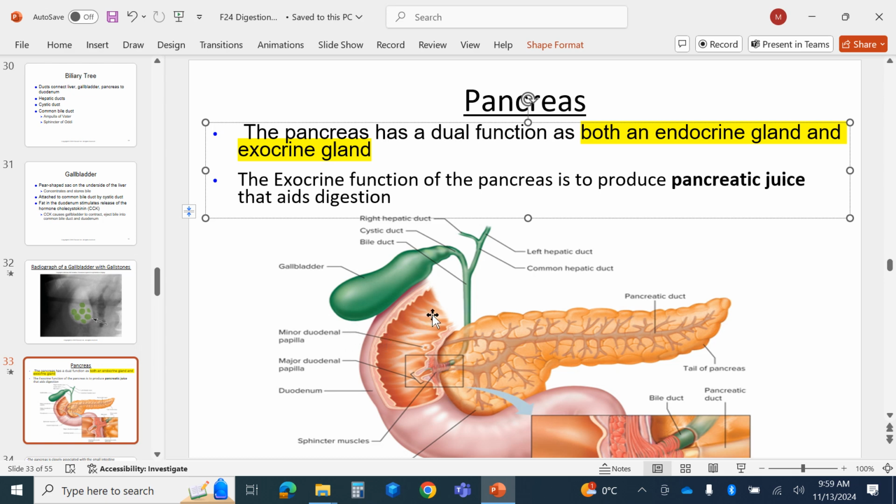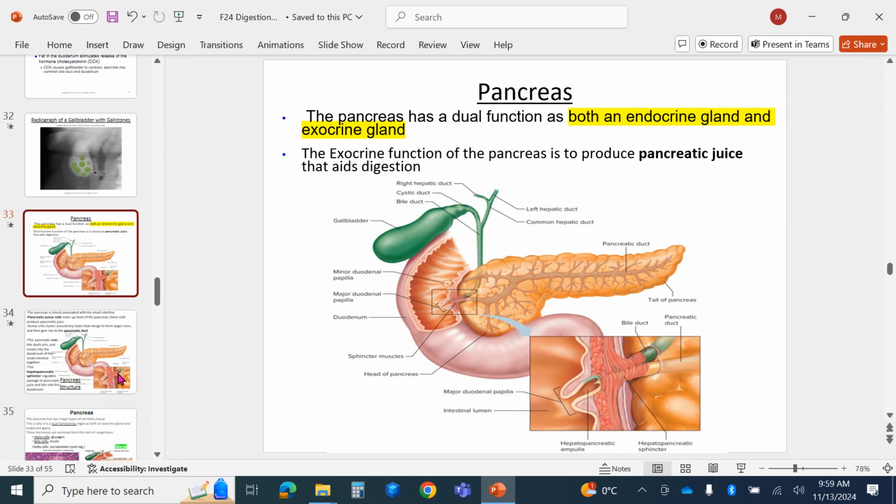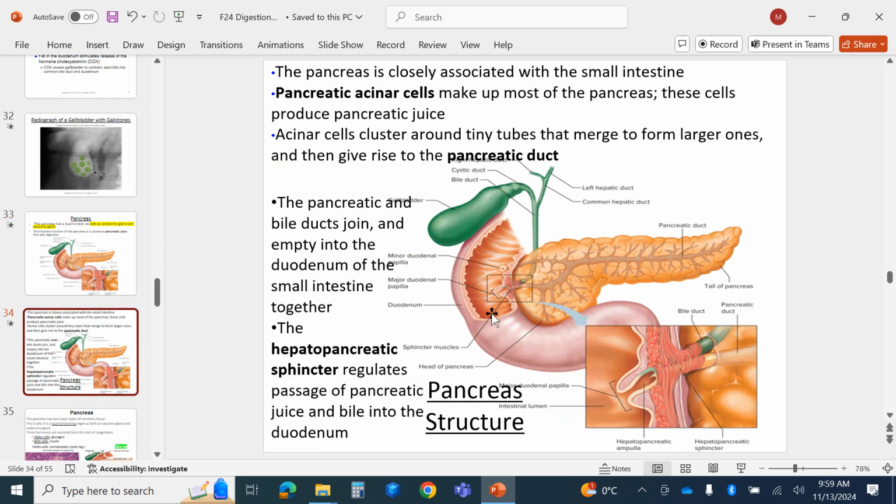Great shot. The pancreas is closely associated there with the small intestine. The pancreatic acinar cells make up most of the pancreas. These cells produce pancreatic juice. So for the most part, the pancreas is an exocrine gland. These acinar cells cluster around tiny tubes that merge to form larger ones, and this is what we call the pancreatic duct.